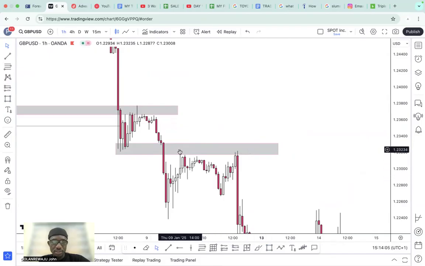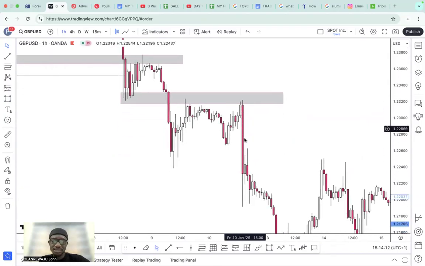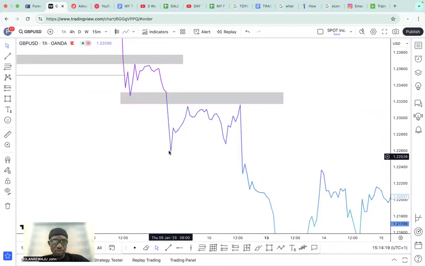It tapped into it firstly here, but no candlestick pattern. Then it tapped into it the second time, and then gave us this massively engulfing candle. Would I have entered here? Apparently no. But look at what happened. This is a new support here.